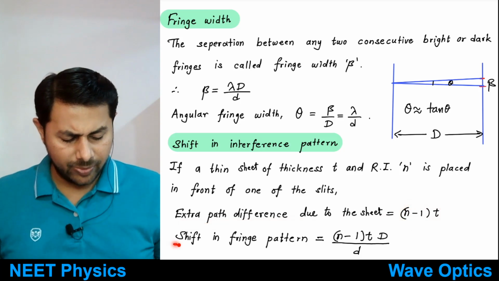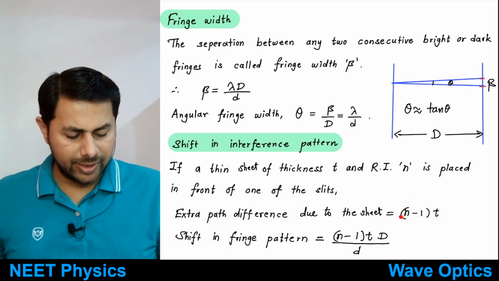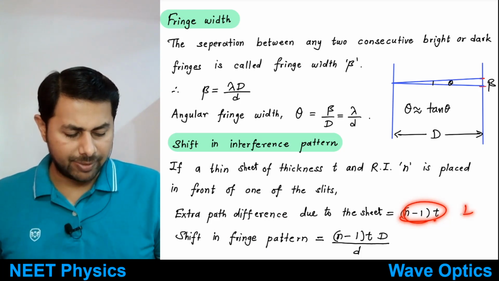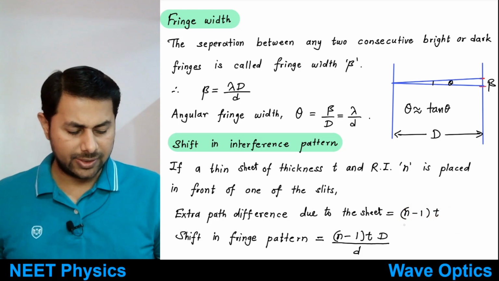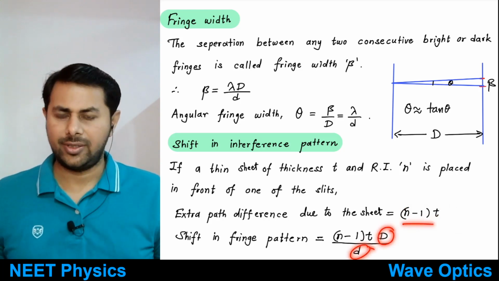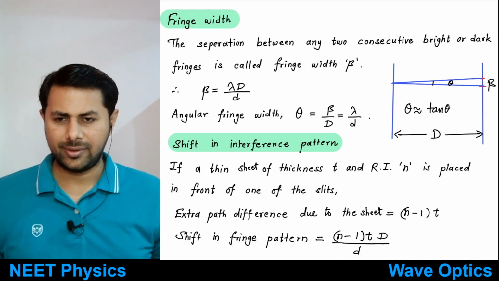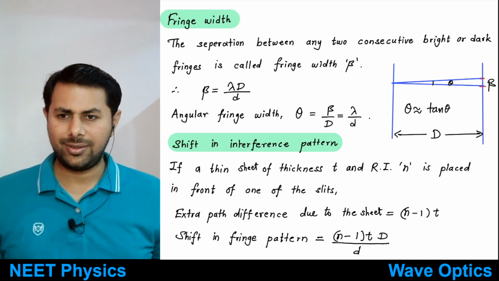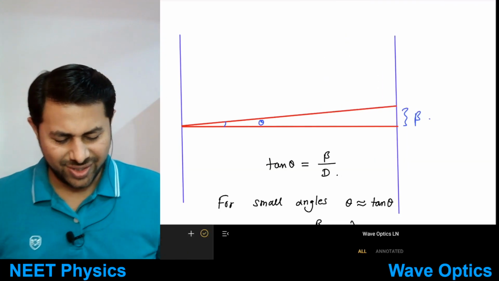And then therefore what would be the shift in the interference pattern? It will be this extra path difference times capital D by small d. Extra path difference times capital D by small d would be the shift from the center in the interference pattern, right? This thing is clear. If there is the slightest doubt, let me clear it.